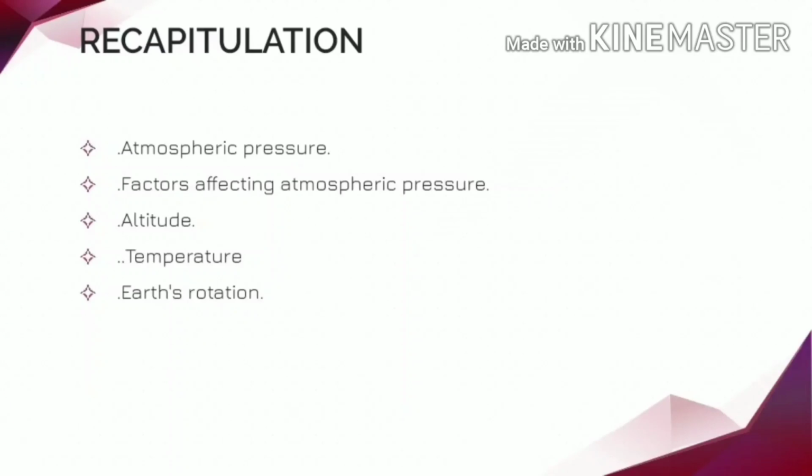Earth's rotation also affects the air pressure. What happens is air at the poles gets pushed towards the equator, and air coming down from the poles occupies more space as it expands, and the pressure obviously falls, or the pressure becomes low.